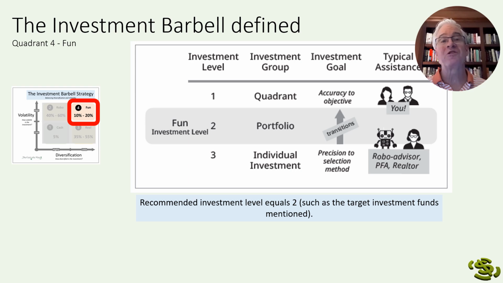Finally, our fourth quadrant is called fun. This is called fun because fun money is like money we're more okay with losing. This is where we take bigger risk, hunting for bigger returns with a smaller proportion of our wealth.